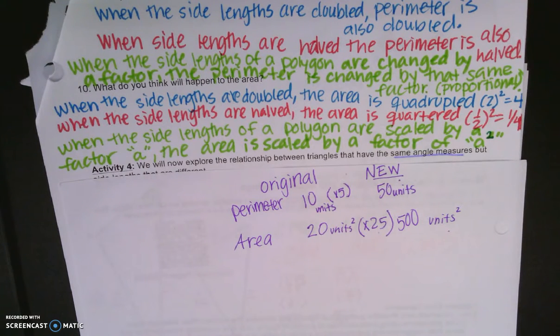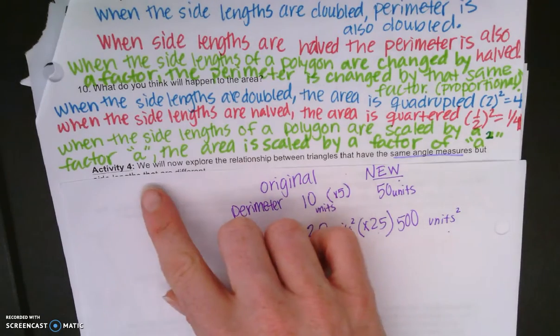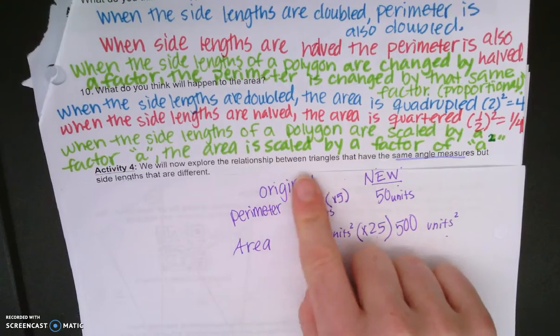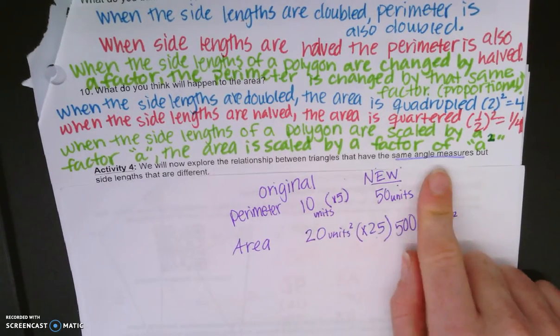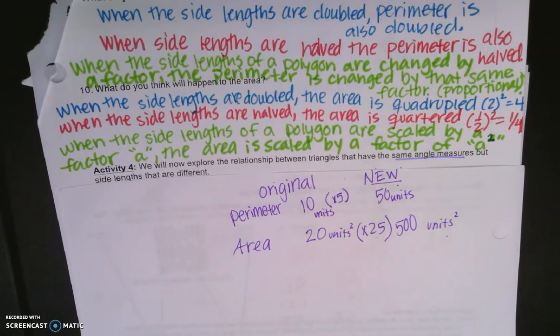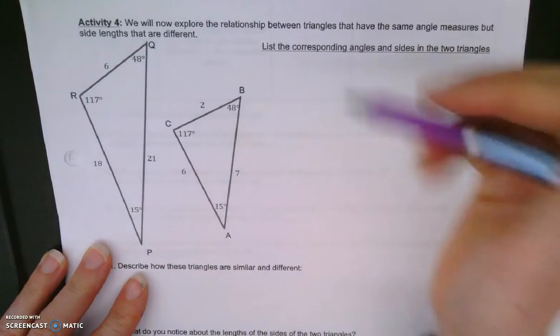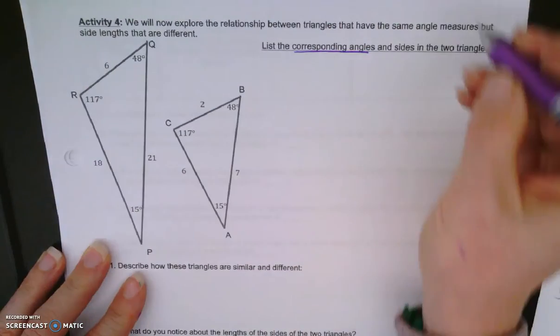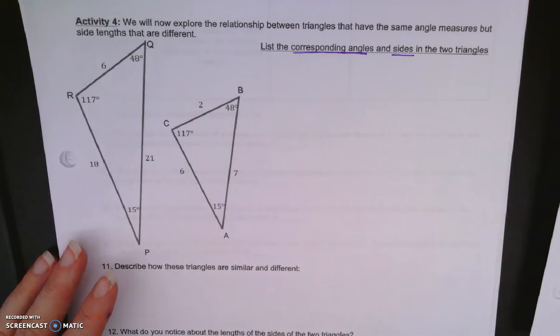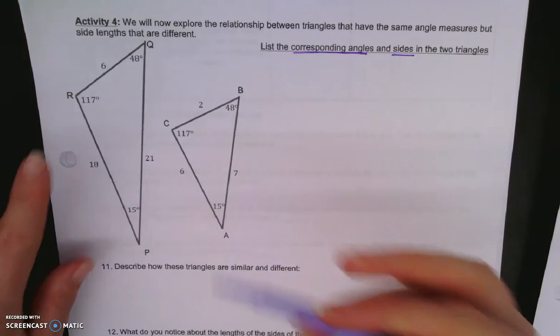Awesome. Well, let's move on to the next activity. Please track with me while we read the directions. Activity 4. We're now going to explore the relationship between triangles that have the same angle measurement, but the side lengths are different. So that's what we're going to be looking at. So we're going to list the corresponding angles and the sides in the two triangles. Well, let's first talk about the corresponding angles.